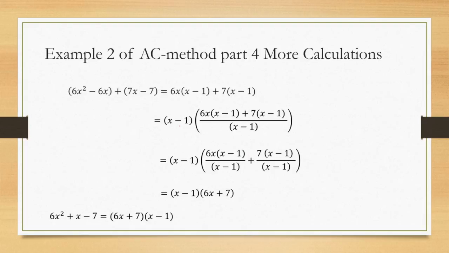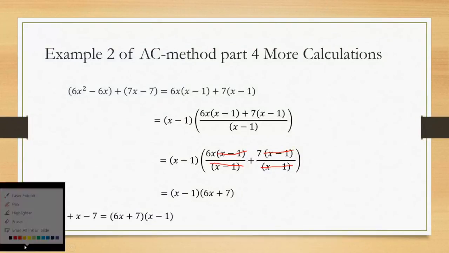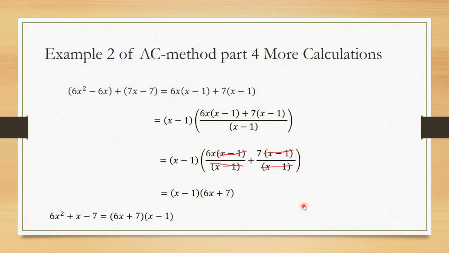So you put the x minus 1 out in front, you have to divide to see what's left over, which means you divide into each term. And when you do that, this cancels with this, as you can see. This cancels with this. So you're left with 6x plus 7. And that's our answer. Good. Now, what questions do you have about this?